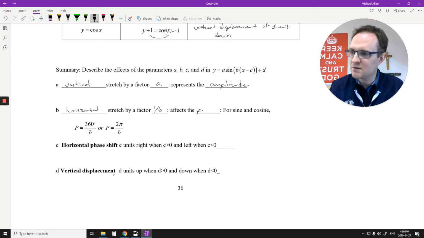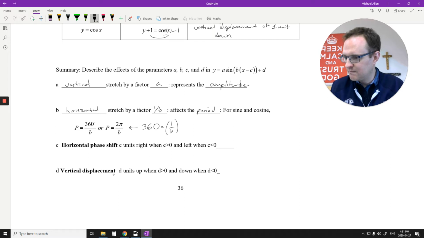And this one represents the period somewhat. It affects the period. It doesn't represent the period, but affects the period. But you can find the period using one of these two formulas here, because all they're doing is taking the original period and timesing it by the reciprocal of B, which simplifies down to 360 over B, because 360 times 1 is 360. Now the horizontal phase shift is represented by the unit C.